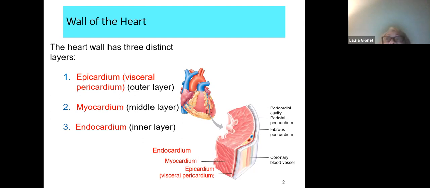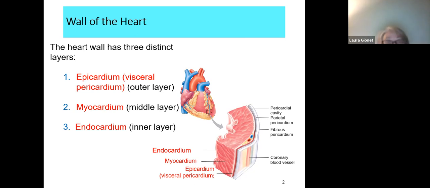Remember when we looked at serous membranes, we said that there was a visceral pericardium and a parietal pericardium, and the visceral pericardium is also considered to be the most outer layer of the heart. So that is composed of connective tissue, and it helps to protect it. It serves to anchor blood vessels and nerves, smaller blood vessels and nerves to the heart as well.